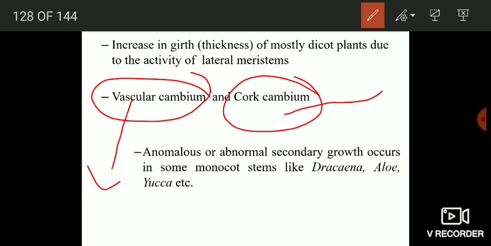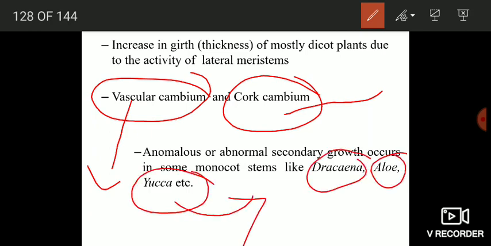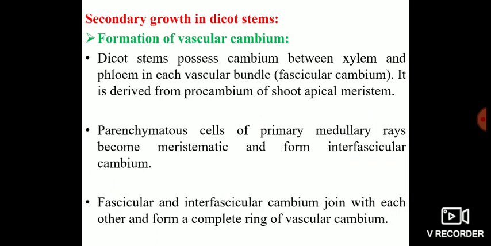In addition to the normal secondary growth that takes place in dicots, there are some abnormal or anomalous cases of secondary growth in some monocots like Dracaena, Aloe, Yucca, and many other monocots. In these monocots, secondary growth takes place, but that secondary growth is not due to vascular cambium. An unusual type of cambium forms in these plant species, which results in secondary growth. That is why this sort of secondary growth is known as anomalous or abnormal secondary growth. We will focus mainly on the secondary growth of dicot stems.